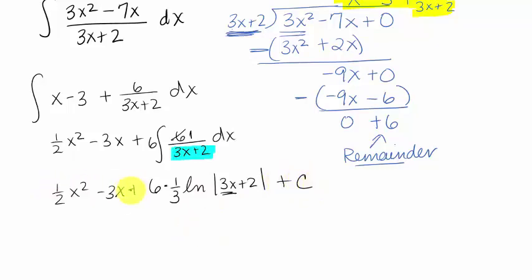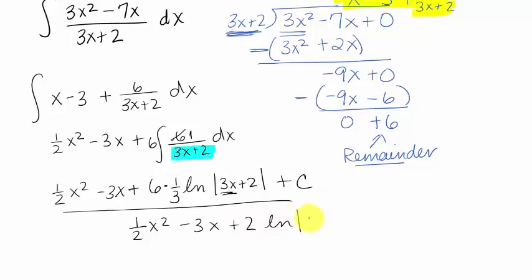So we end up with this. If we simplify it completely, we're going to have a final answer of 1/2 x squared minus 3x plus 2 natural log of the absolute value of 3x plus 2 plus c. And we're done. I hope this makes sense. Make sure you always look at your integral before you start working on it to make sure you use the smartest technique for that particular problem.